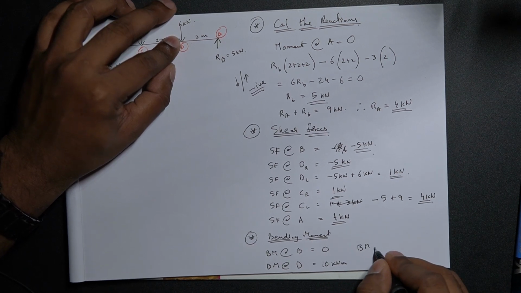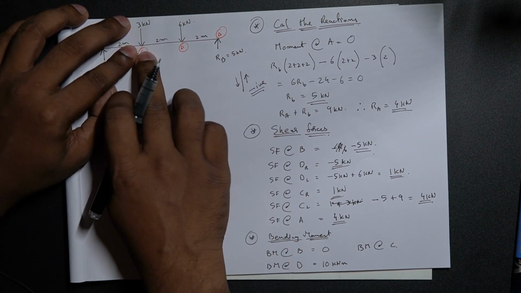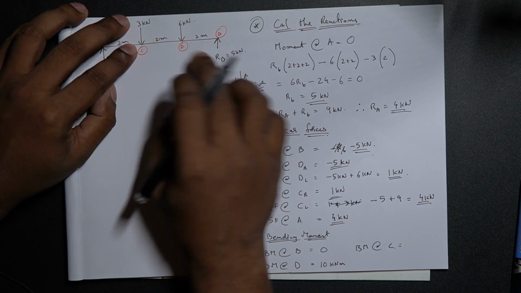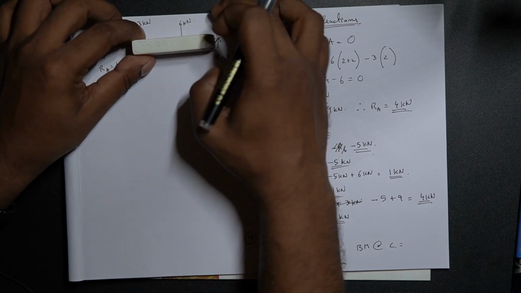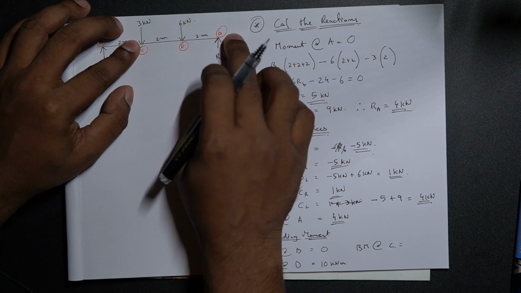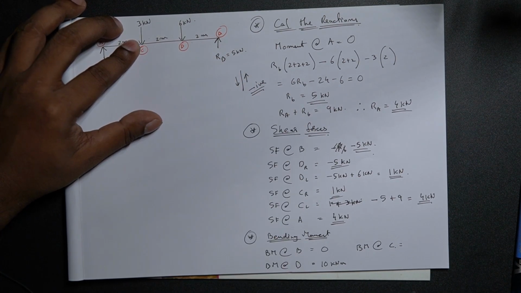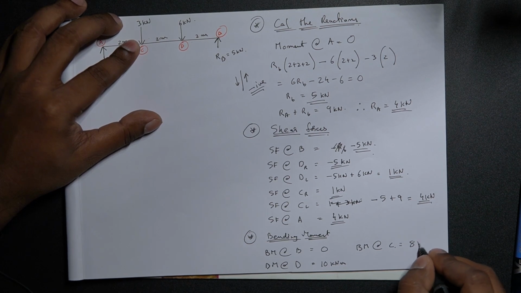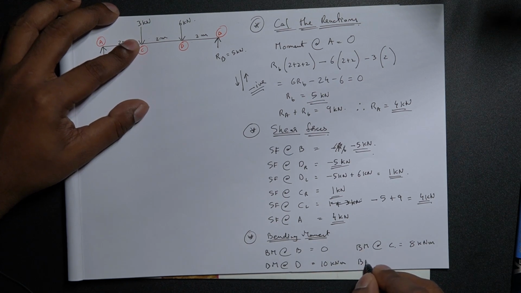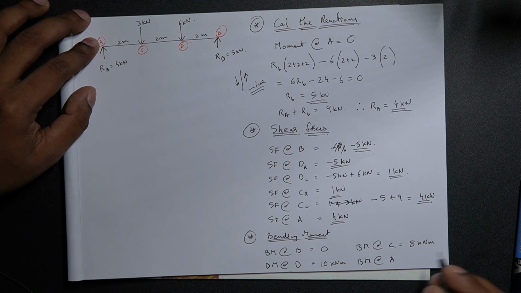Next, bending moment at C. We have 5 times the total lever arm, so that is 5 times 4, that is 20. We have 6. Now 6 is creating a hogging action, so it will be negative. 6 times 2, that is 12. So 5 times 4, 20, minus 6 times 2, 12, 20 minus 12, that should be 8 kilonewton meter. Lastly, bending moment at A. This should be equal to 0.